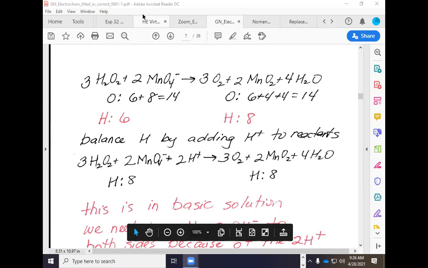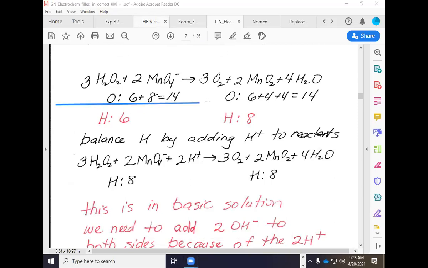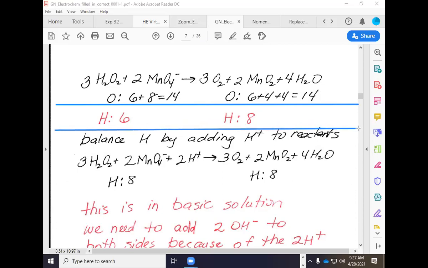Okay, so let's just take a look at the O's. Okay, so we had the 14 here and he was right. We add 4 waters because now we've added 4 oxygens. And now we've got a total of 14. So our oxygens are okay. And now we need to fix the H's.